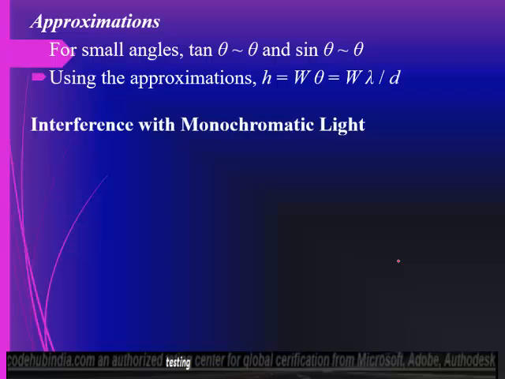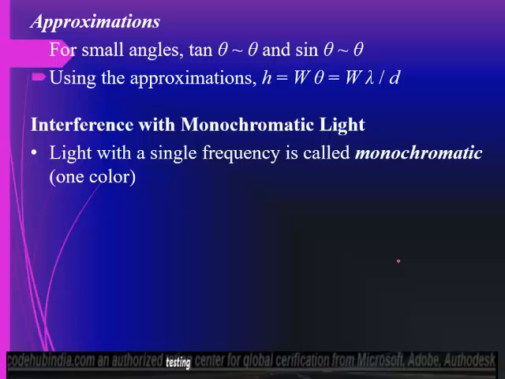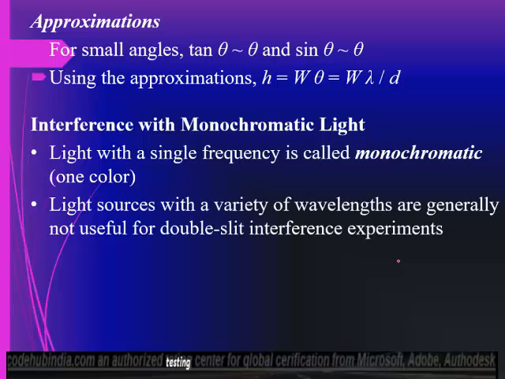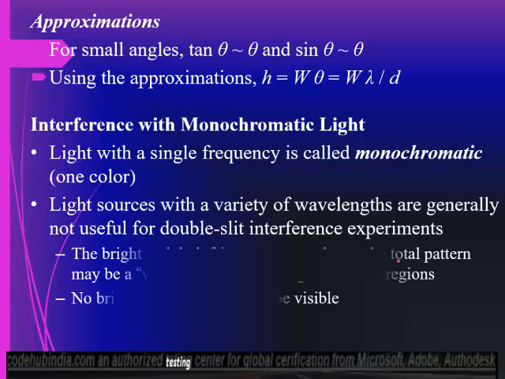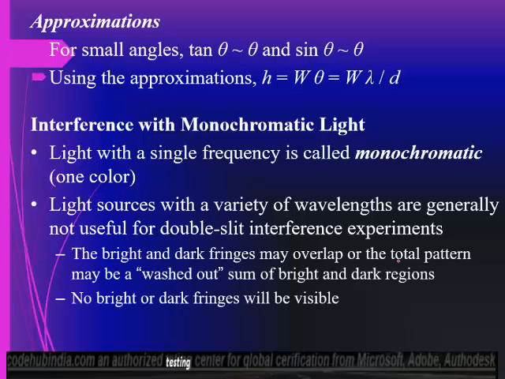So, interference with monochromatic light. Light of a single frequency is called monochromatic, as you know very well. A light source with a variety of wavelengths is generally not useful for double slit interference experiments. The bright and dark fringes may overlap, or the total pattern may be washed out. So there would be no distinct bright and dark fringes.